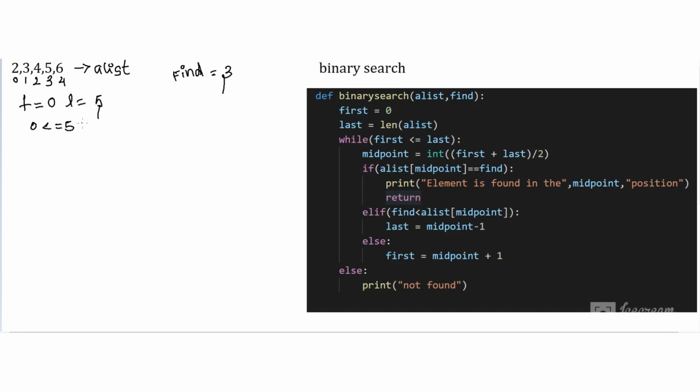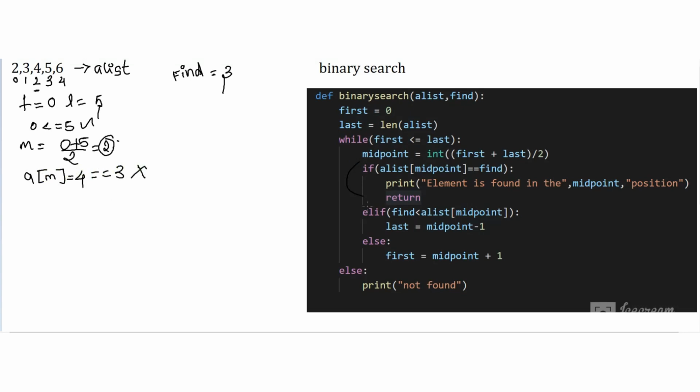Here first is 0, 0 is less than 5, the condition is true. Now go to the body of the loop. Now we are going to find the mid value of our list: first plus last divided by 2. This is used to find the middle value of our list. Here it is a float value, and we need an integer value for this operation, so convert first plus last divided by 2 into int. Next, check whether your middle value is your searched value, that is, A of m, A of 2 is 4. Is 4 double equal to 3?